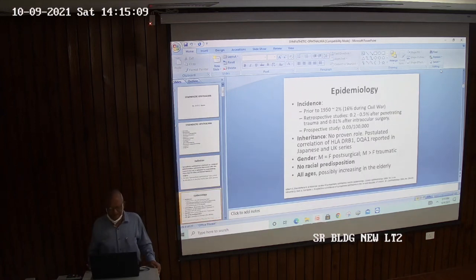Epidemiology: incidence prior to 1950 was about 2%, when there were atomic blasts, ocular injuries and wars. In retrospective studies it is 0.2 to 0.5%, and in prospective studies 0.03 per lakh or more than that. I have never seen a case of sympathetic ophthalmitis in my life. I have read only. It's very rare nowadays because of the treatment and the microsurgery, so the incidence is very, very low. I have not seen it in 25 or 30 years of ophthalmic practice. So the incidence is reducing.